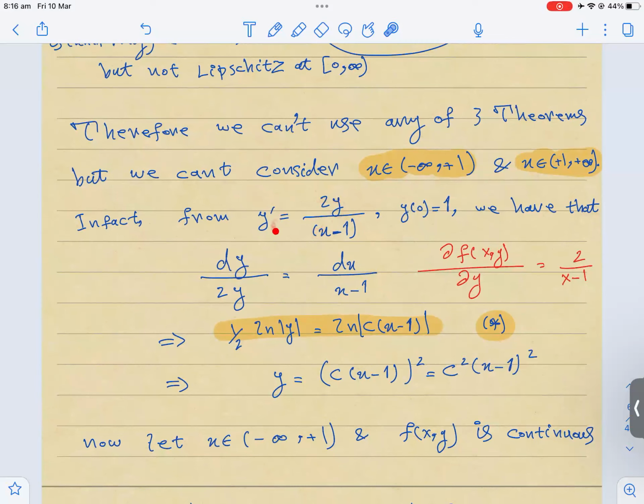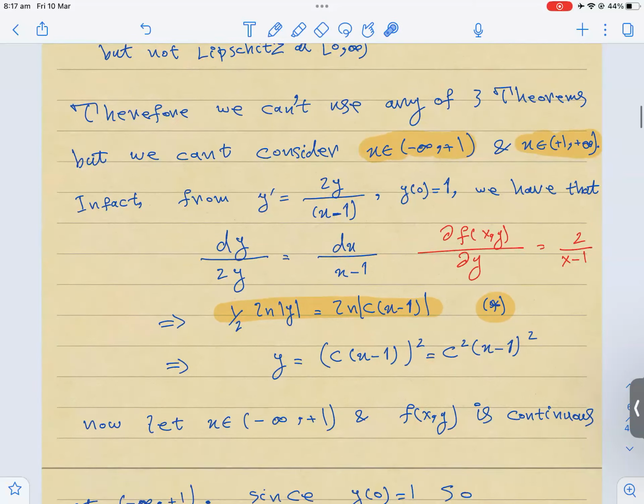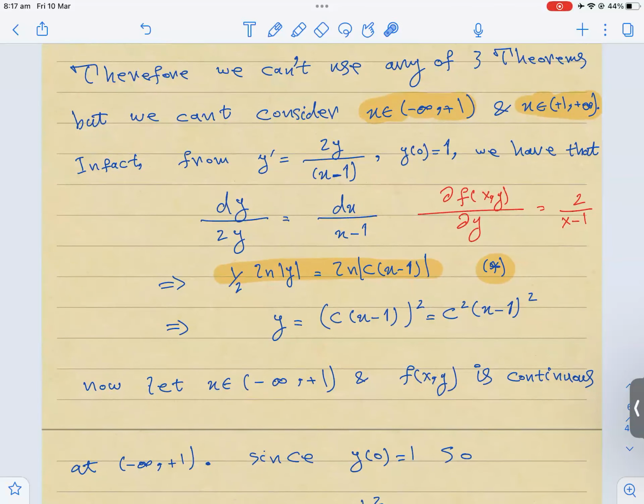This ODE is separable, so I can write this one. From here to here, I can write half log absolute value of y equal to log absolute value of c times (x minus 1). When you've got log, you can write log of that argument plus c, or you can put c here, and don't forget to write the absolute value. So from here I can get this one. So y equal to this one is the general solution. We don't know yet whether it is unique or not, but we will know that.